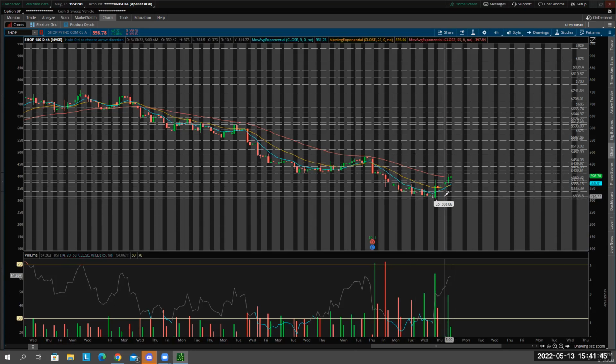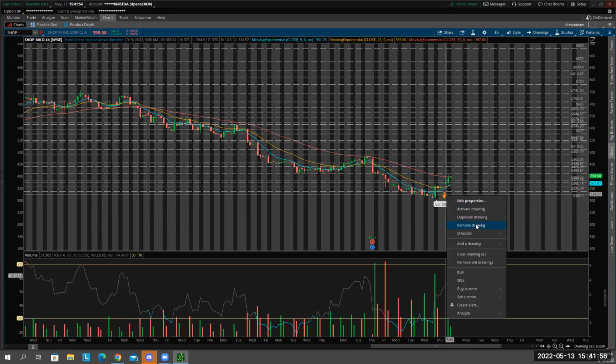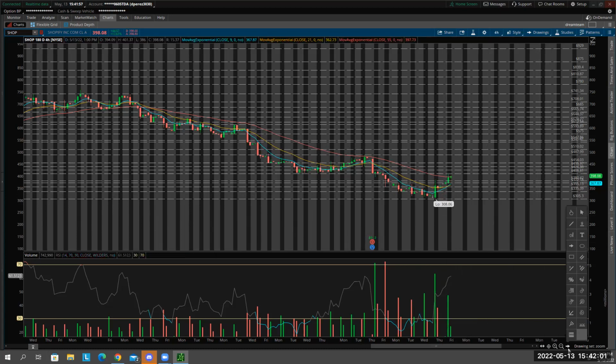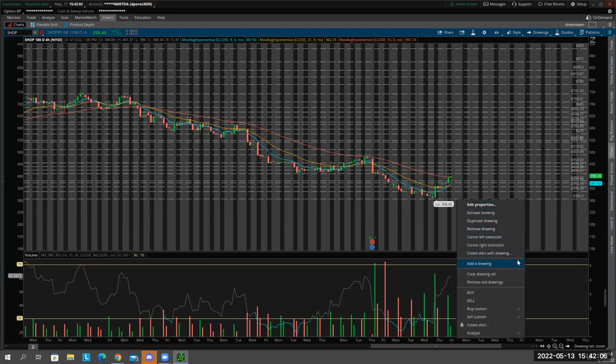Then you just have the normal arrow. Boom. Arrow right here. Same thing with the arrow: you could change the direction of it, change the color, change the size. Boom, boom. Whatever you want with it. Remove: how I did that was right click on any of your things and remove drawing. You could duplicate it. You could create alert with the drawing, all that stuff. I like to do that when I want to alert certain levels. I'll create alert with drawing because that's the exact level I want to get notified about.